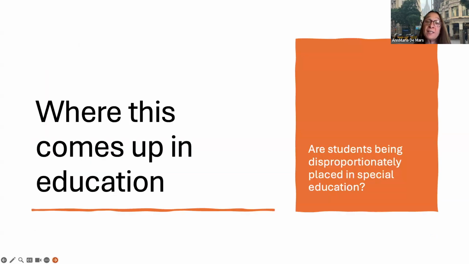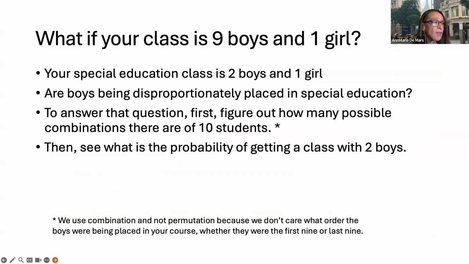Where this comes up in education, you might think it doesn't, but it actually does quite a lot. Are students being disproportionately placed in special education, you might ask? Let's say your special education class is 2 boys and 1 girl. The kids placed in special ed, there's 3 of them, 2 boys and a girl, but the class as a whole, you have 9 boys and 1 girl. Now the question is, there's only 1 girl out of 9, and then there's 1 girl out of 3. Is that unfair? How likely is that to happen just by chance if you're not a girl hater?